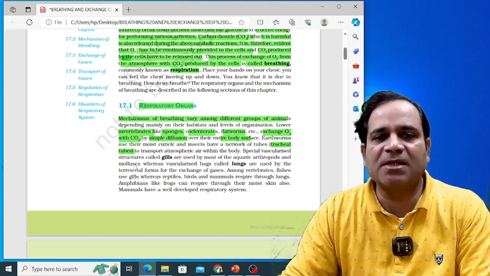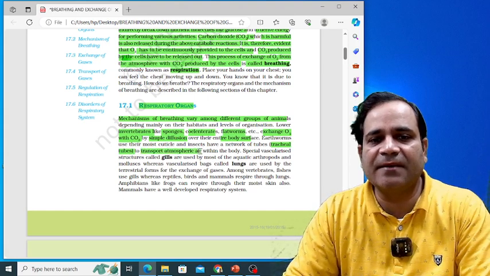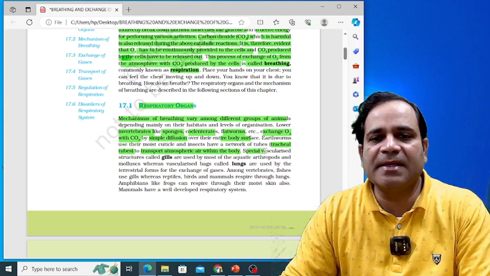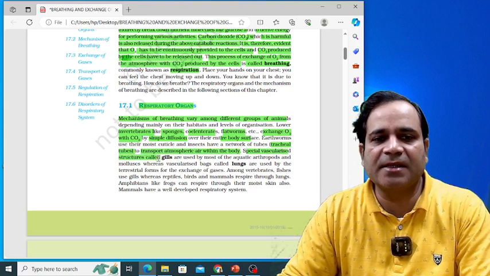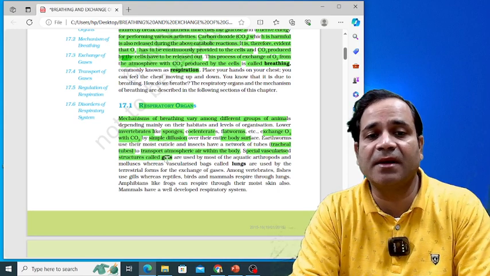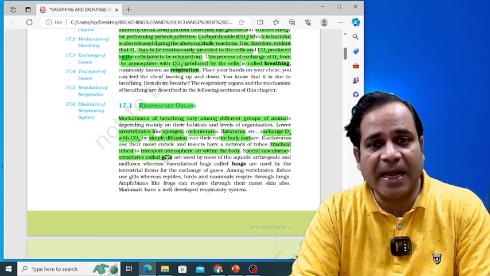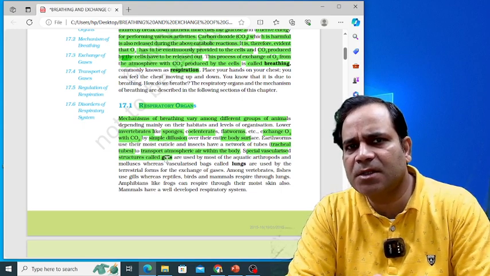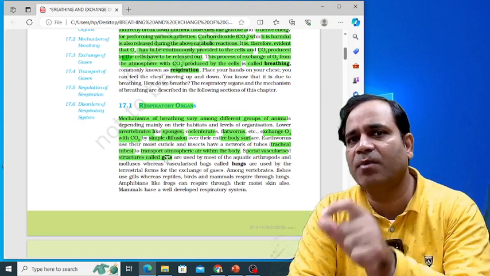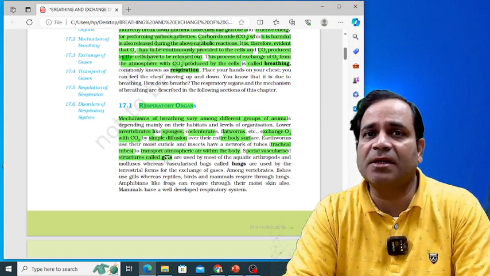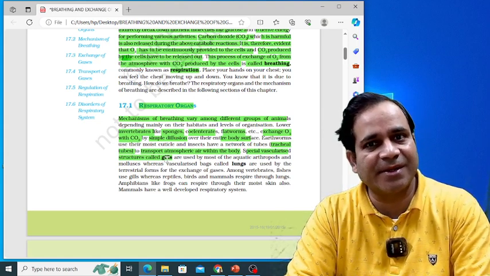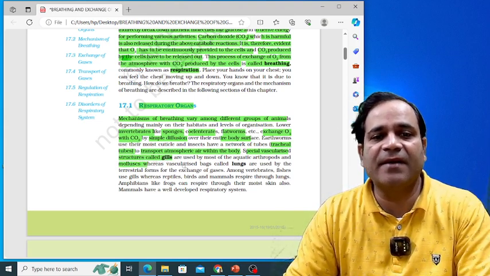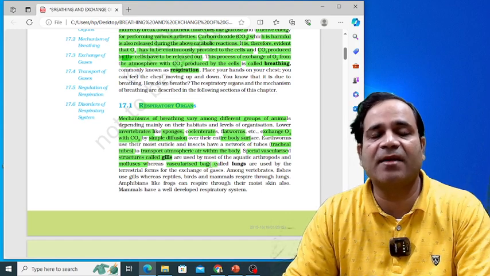So whatever the atmospheric air is, it passes inside to the body cells. Here there is also a special vascularized structure known as what? Gills, which are mainly present in aquatic animals, or you say aquatic arthropods. You know the meaning of arthropods? No. Arthro means jointed and poda means what? Feet. It means the organisms which have jointed feet are known as arthropods, my dear.